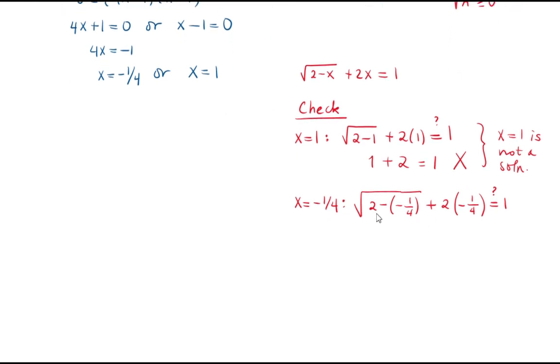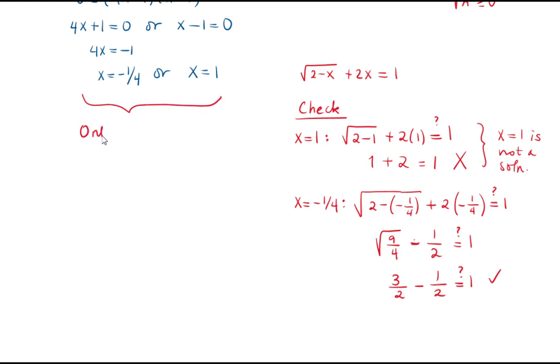So now from here you can compute that it's 4 times 2, 8, plus 1, 9. So that's square root of 9 over 4, plus minus 1 over 2. Is that equal to 1? That's the question. This is 3/2 minus 1/2. Is that equal to 1? That's right, it's 1. So that means negative 1 over 4 is the solution. So from this set, by looking at the check, we can say the only solution is negative 1 over 4. 1 is not a solution.